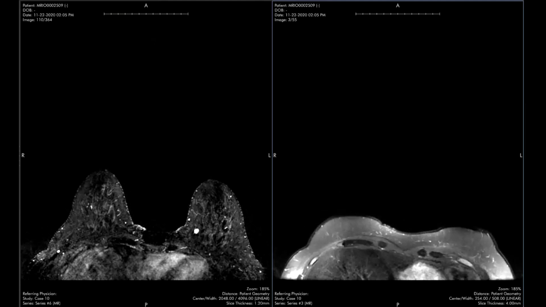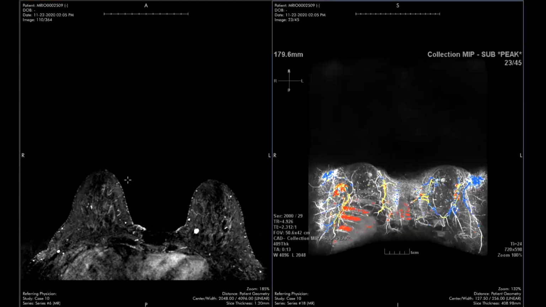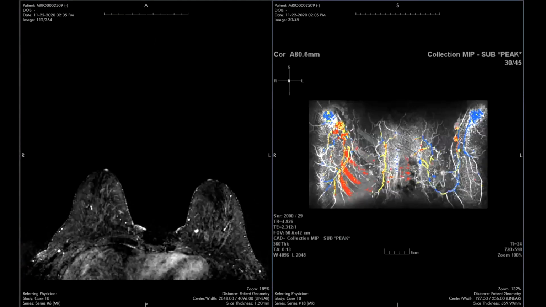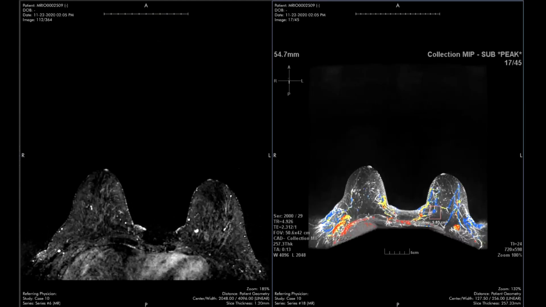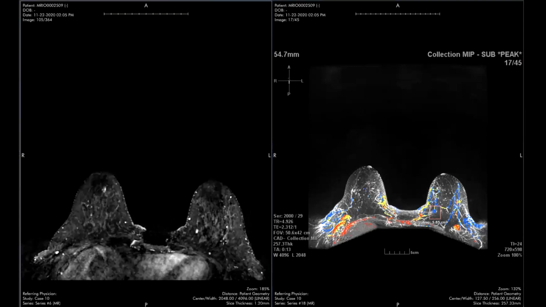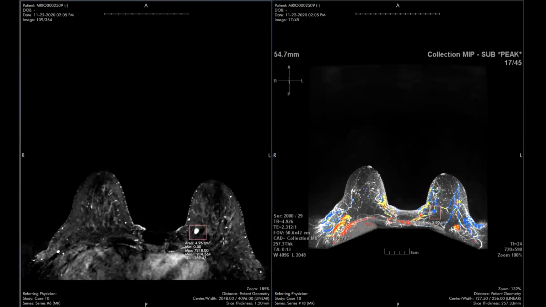And then we want to look at the kinetics and make sure that the kinetics are reassuring. We see that finding here in the inner left breast is blue. That's type 1 persistent kinetics. That's suggestive of a more benign finding, typical of fibroadenomas. So this does fit criteria for a BI-RADS 3.